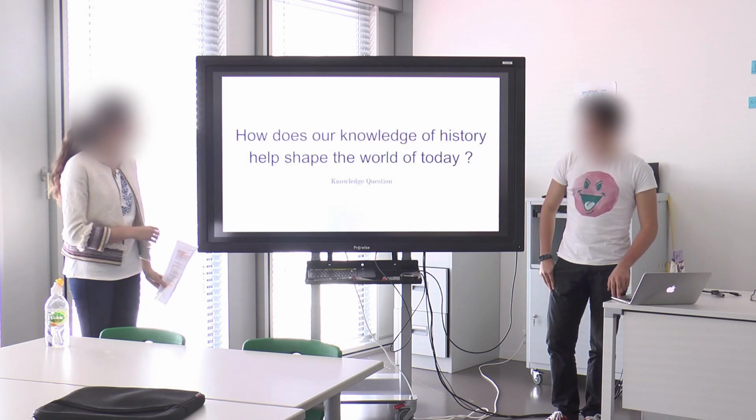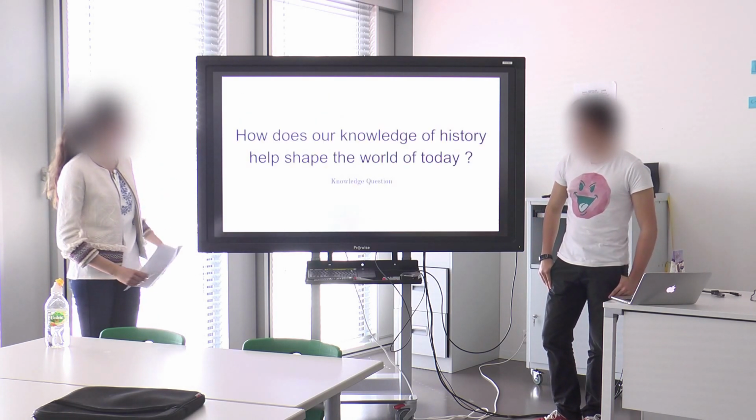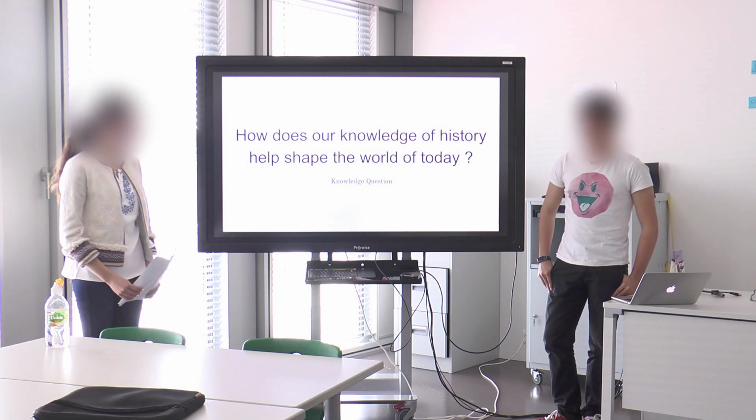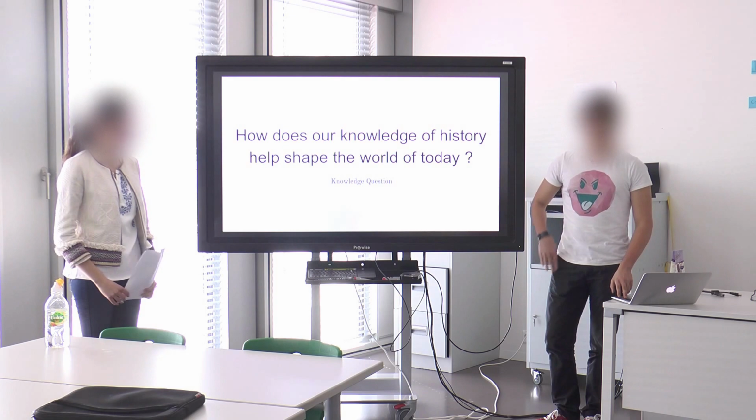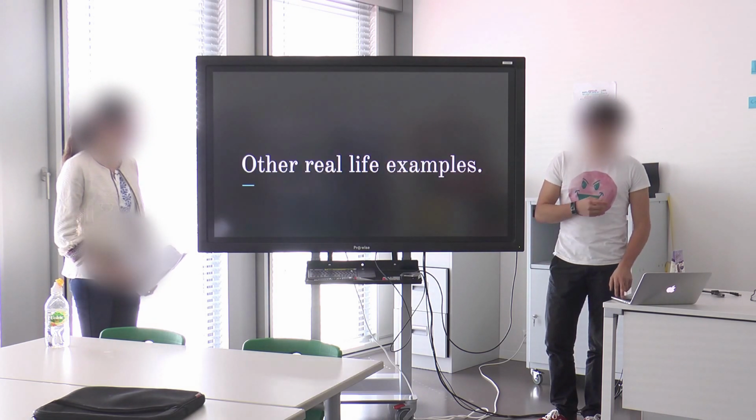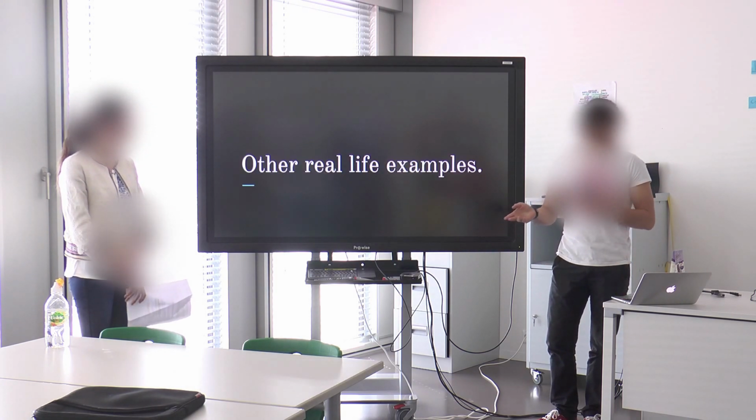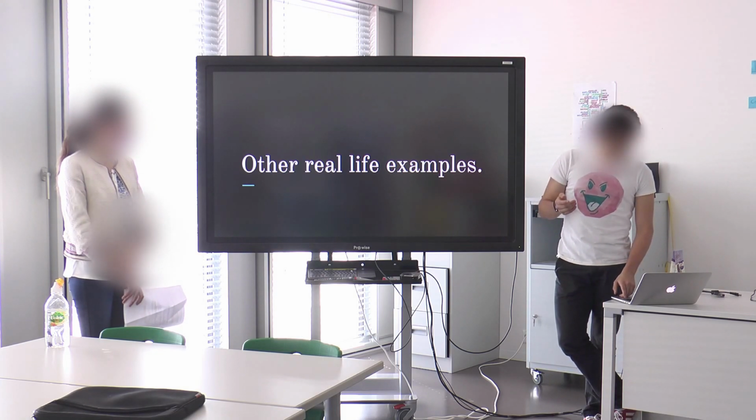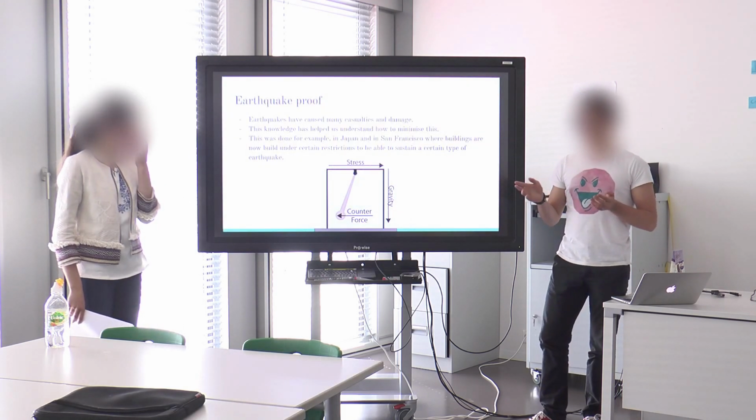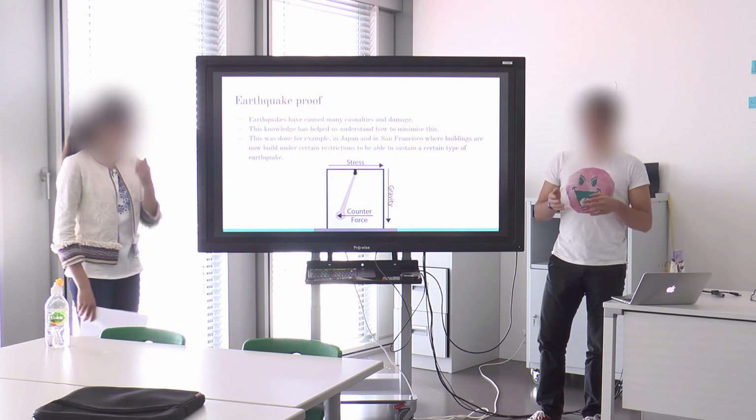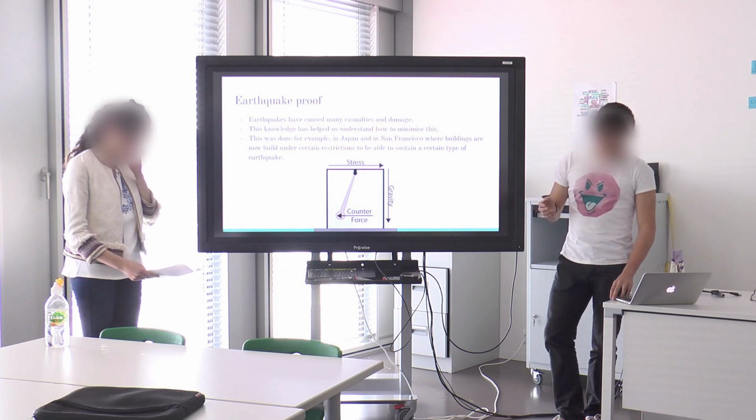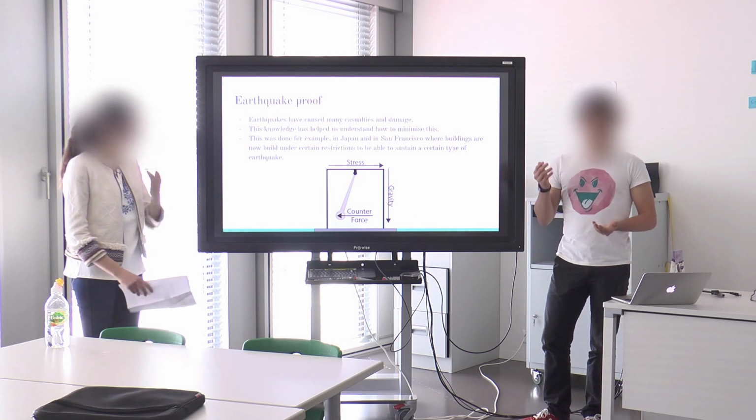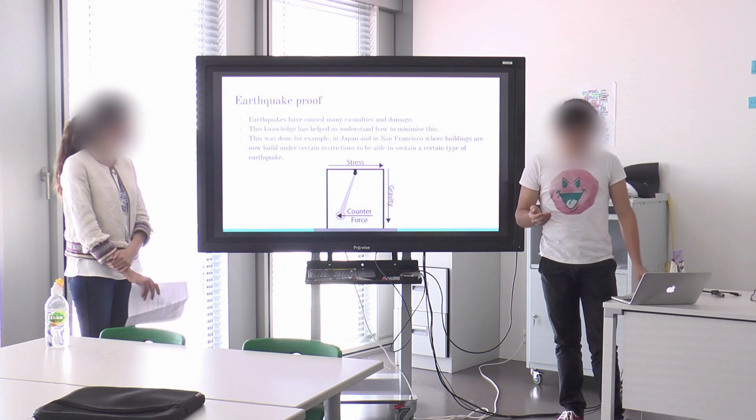Now, this leads to the following research question, which is, how does our knowledge of history help shape the world of today? So before we actually answer that question, we're going to look at different real life examples. So the first one is earthquake proof. So in the past there have been many different earthquakes in different countries all across the world, and they've caused many casualties and a lot of damage.